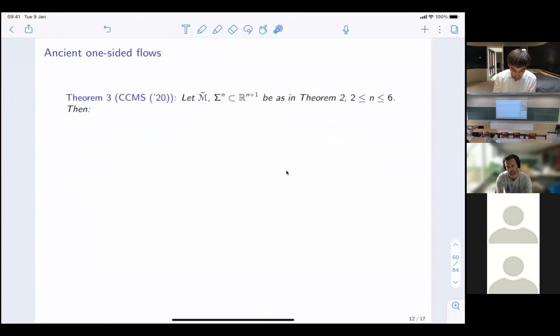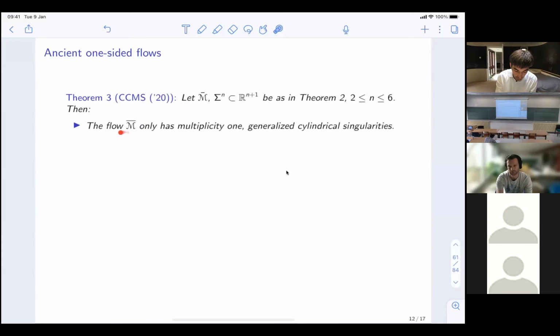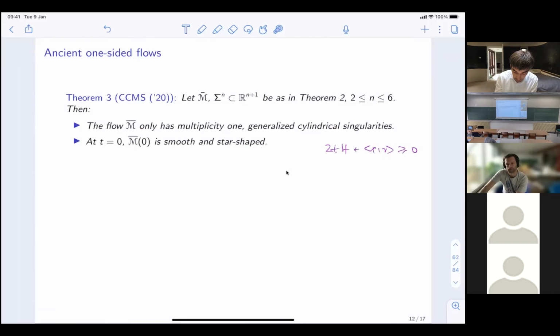Okay. Now here is a bit of strengthening. This is a bit more for the specialists. This weak flow on one side has only generalized multiplicity 1 generalized cylindrical singularities, spheres and cylinders. As I said before, what we get is that 2H plus <x, ν> is greater or equal than 0, but you see at time 0, that term goes away. That means <x, ν> is positive, that's star-shapedness. So at time 0, that flow is smooth and star-shaped, in particular it has no topology.